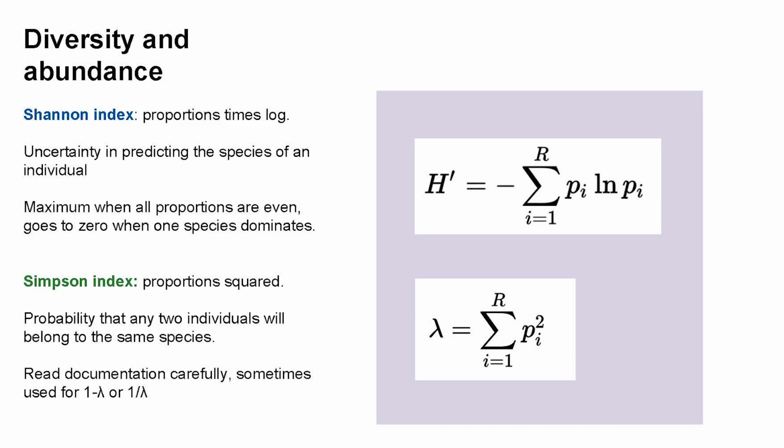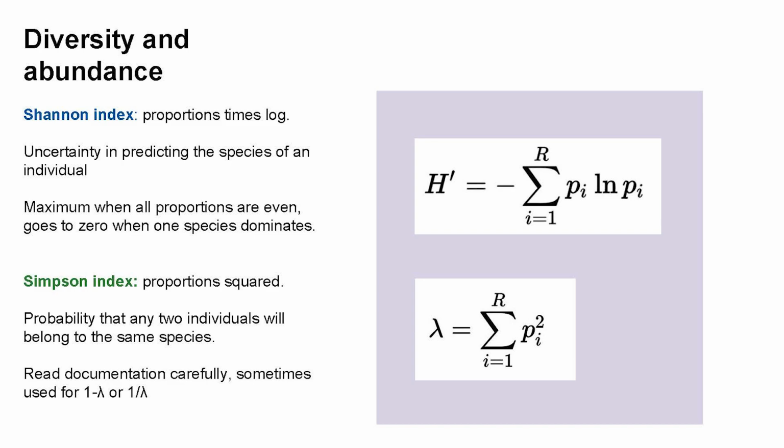Okay, the alternative index is Simpson's index. So here, instead of taking p log p and adding those all up, you just take p squared and add it all up. And the good thing about Simpson's index is that it corresponds to a probability. So you're quantifying the probability that if I selected 2 individuals at random, they would come from the same species. So that's kind of cool.